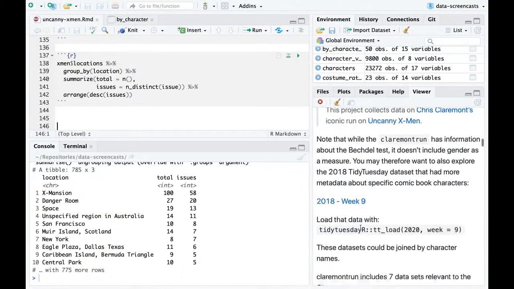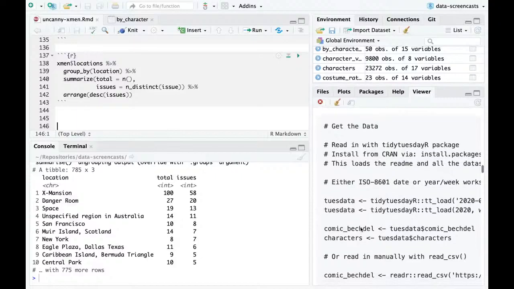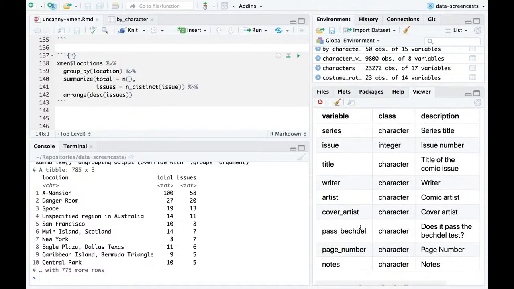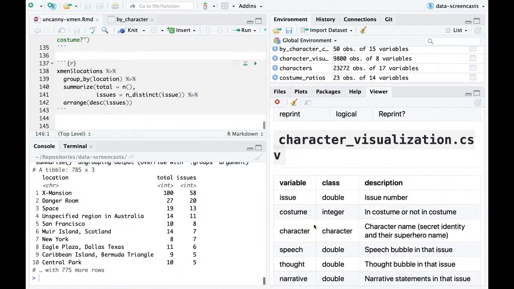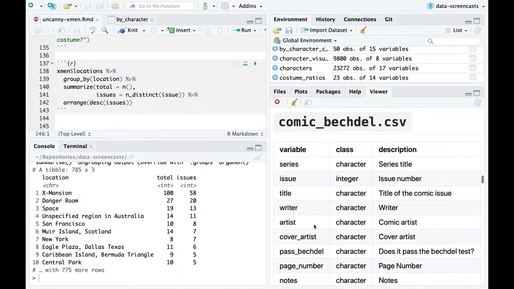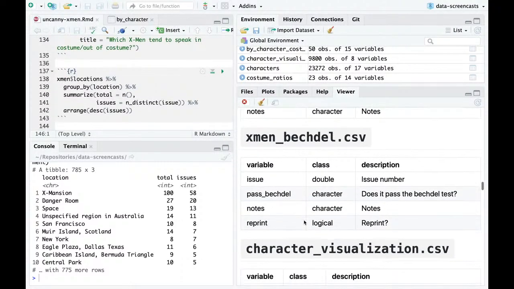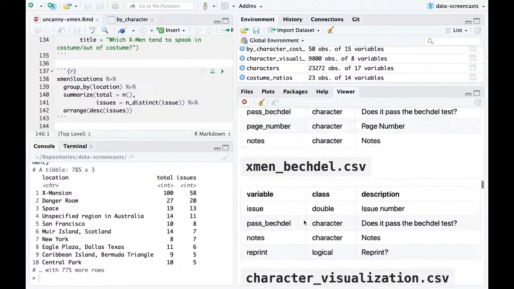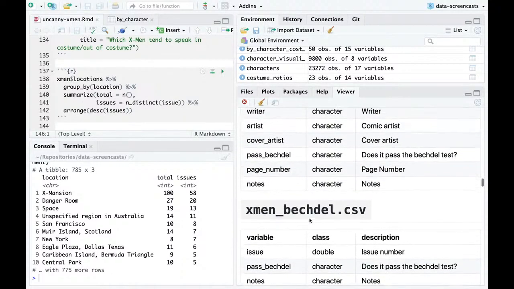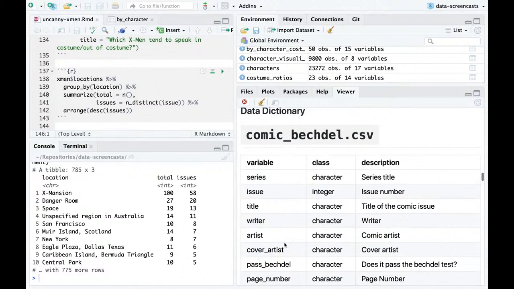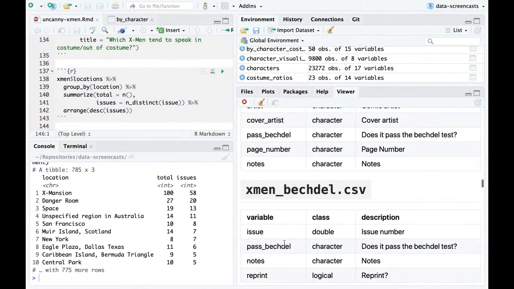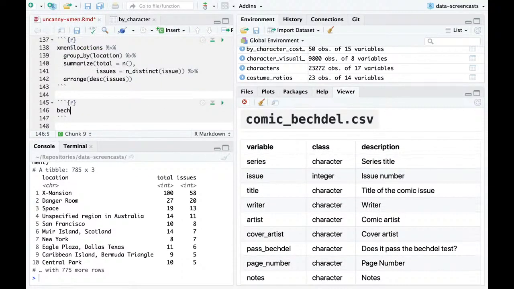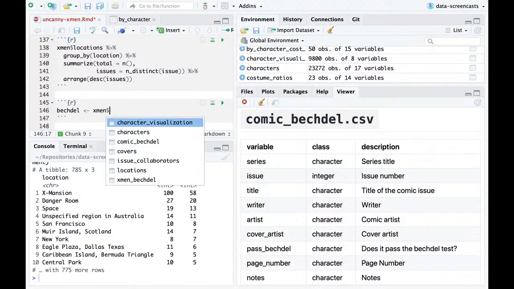All right, the next thing I'm going to look at is I'm curious about the Bechdel test. I'm curious about doing it over time. So I wonder, do we have issues? Do we have information on the issue, like the year it was published? I don't see that. Okay. X-Men Bechdel. Comic Bechdel. Okay. Yeah, I'm going to use Comic Bechdel, which I think is a richer version of this data set. Because then what I can say is, say, Bechdel is X-Men Comic Bechdel.